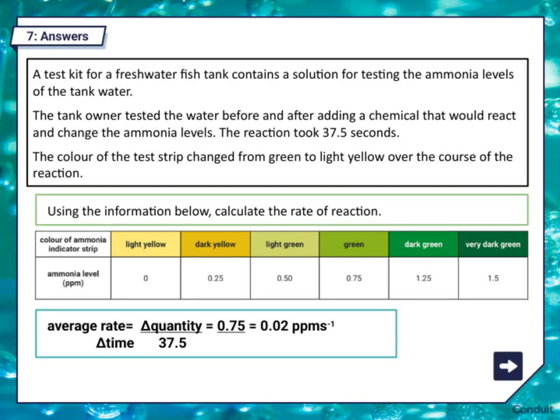Let's work through calculating the rate of this reaction. We know the change in quantity, that's 0.75, and the reaction took 37.5 seconds. The test strip's color shifted from green to light yellow, showing the ammonia levels changed. Using these details, we can find the average rate by dividing the change in quantity by the time taken. It's a straightforward way to see how fast the reaction happened in the tank.